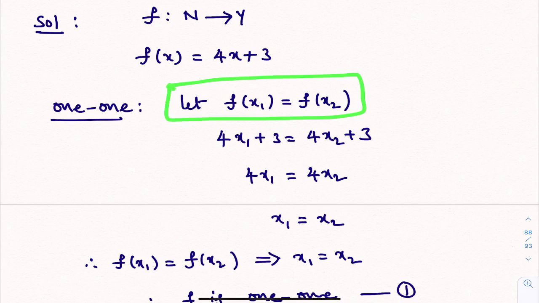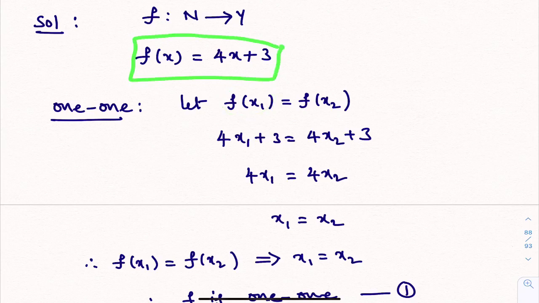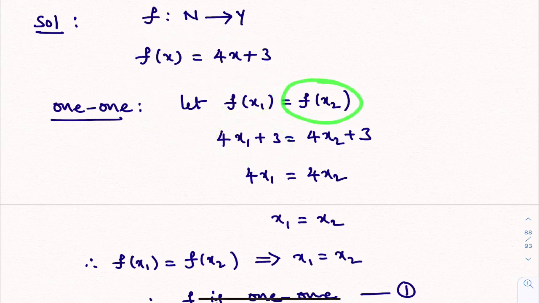First I take f of x1 equal to f of x2. What is f of x1? As f of x is 4x plus 3, f of x1 is 4x1 plus 3. Okay. What is f of x2? f of x2 is 4x2 plus 3. In this, in place of x, you write x2. Now 3 will get cancelled. You will get 4x1 equal to 4x2. You see here, this 4 also will get cancelled. You will get x1 equal to x2.